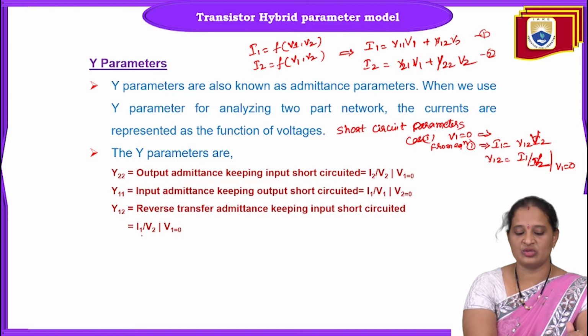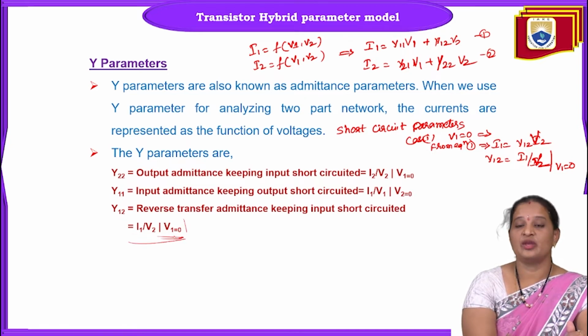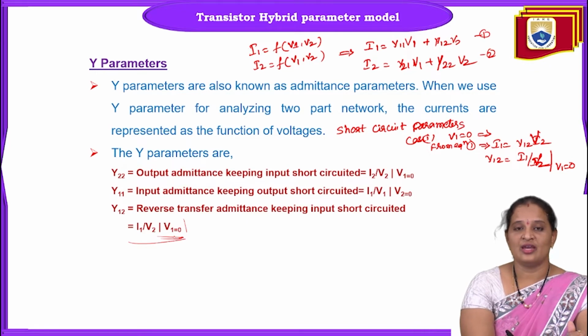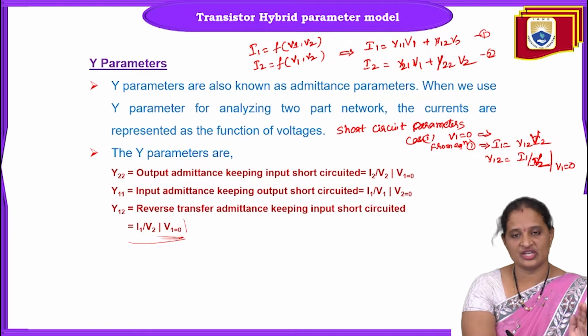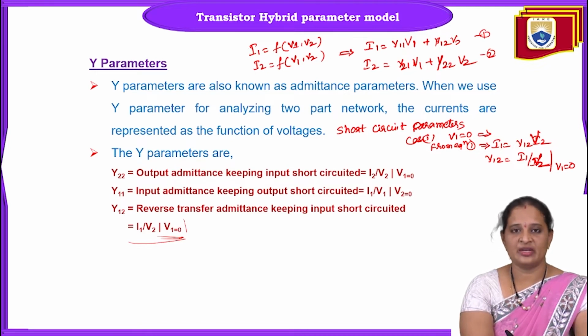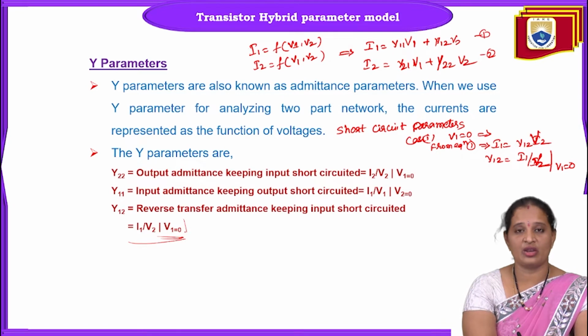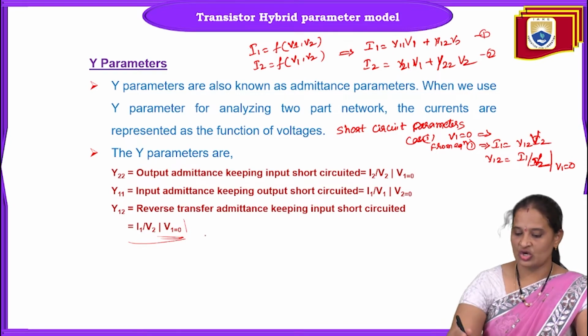So Y12 is equal to I1 divided by V2, with V1 equal to 0. As we all know, admittance is the inverse of impedance. Impedance is measured as a ratio of voltage to the current, so admittance is measured as a ratio of current to the voltage. As it is the ratio of input current to the output voltage, we call it the reverse transfer admittance by keeping the input port short circuited.